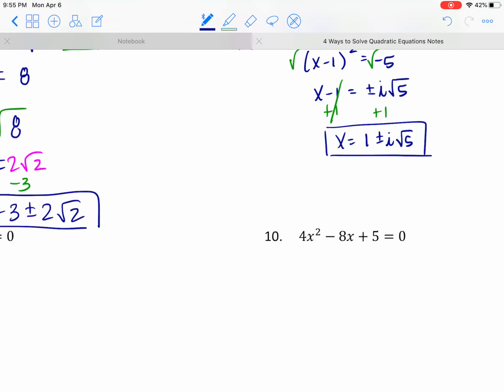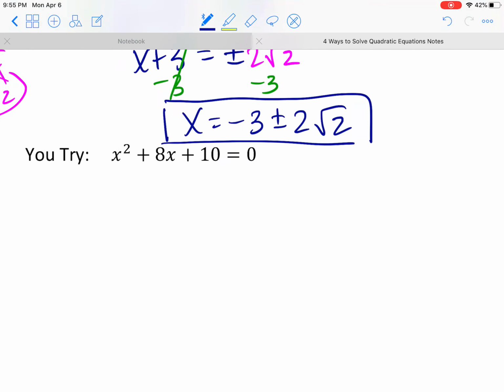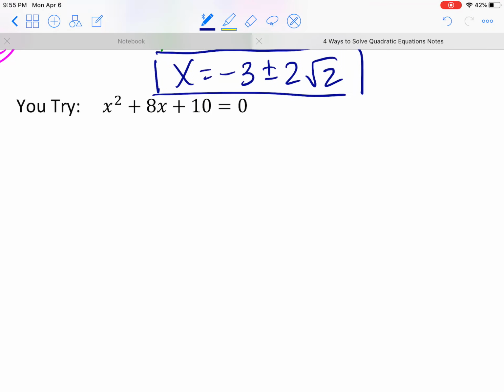That's gone, and now x is by itself. So 1 plus or minus i radical 5, my two complex solutions. Okay, try this one more time. If you want to give it a shot, again, feel free to pause.